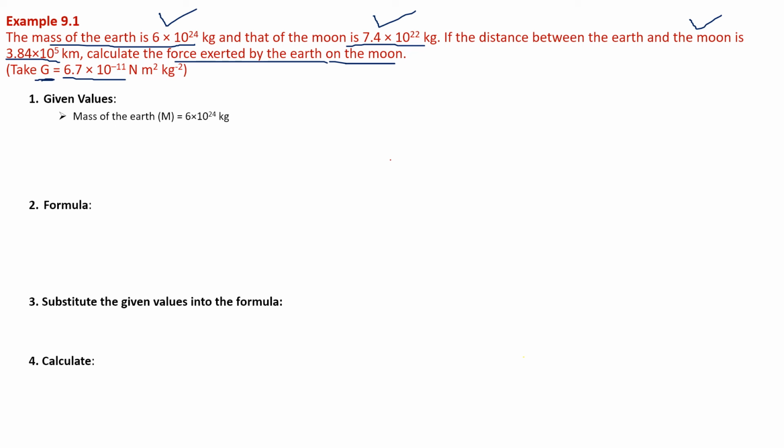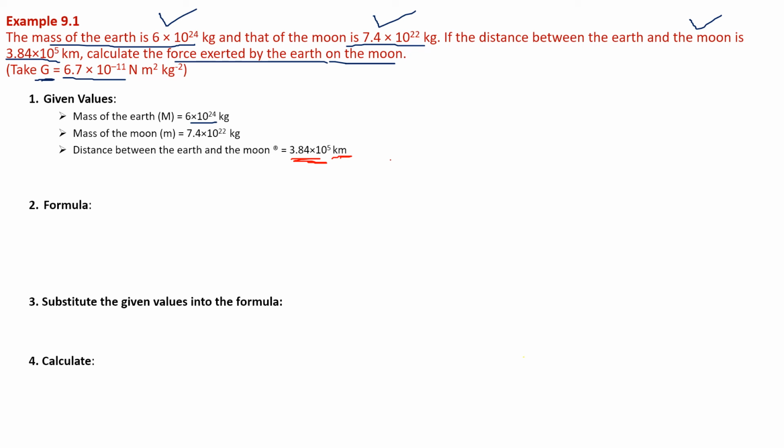What is the mass of the Earth? 6 into 10 to the power 24 kg. Look at the unit, it's in kgs. What is the mass of the Moon? It is equal to 7.4 into 10 to the power of 22 kg. And what is the distance between the Earth and the Moon? It's given here: 3.84 into 10 to the power of 5 kilometer. Look at the unit, kilometer.